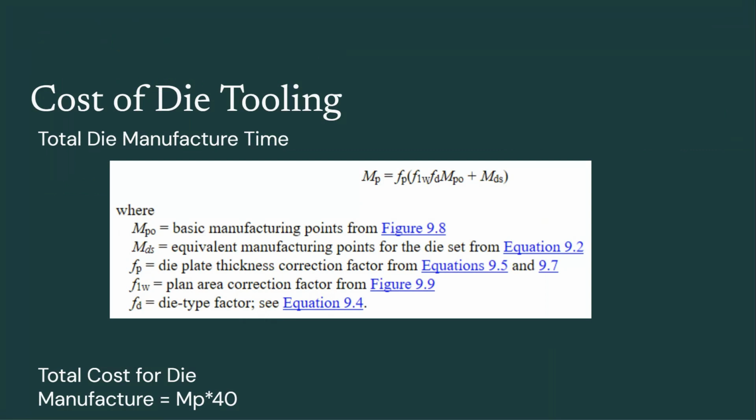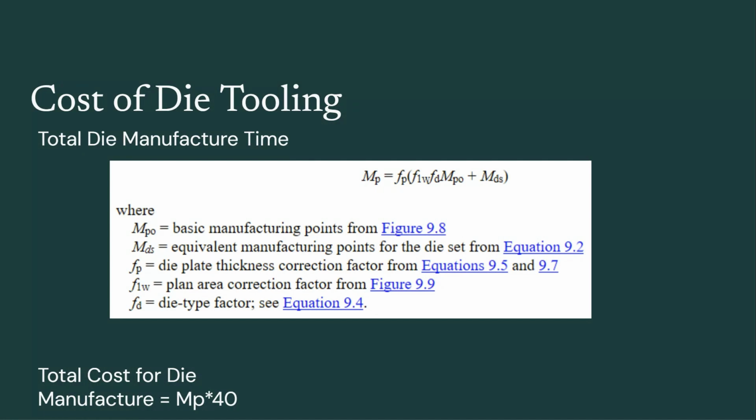So your overall cost of die tooling is really going to depend on the total die manufacture time. It depends on MPO, which is what we calculated in the previous slide, as well as MDS, previously calculated. And then it gets multiplied by a couple factors depending on the material and size and things like that. So you have FD, which is your die type factor, whether it was a part off or a cutoff.